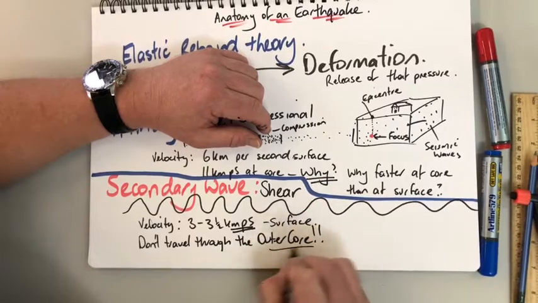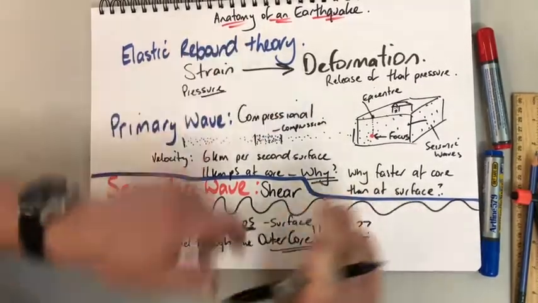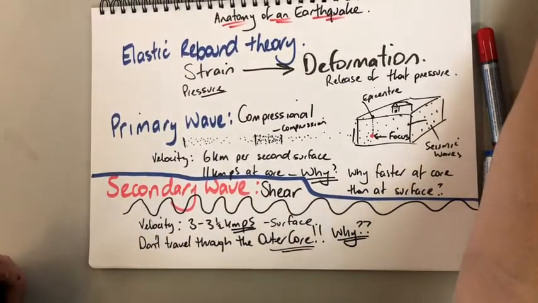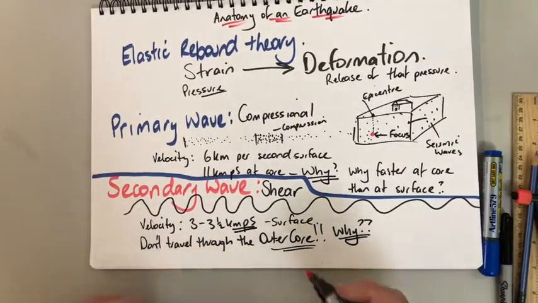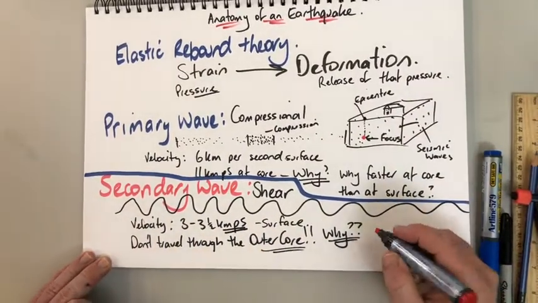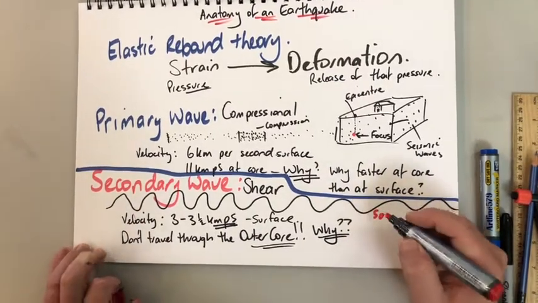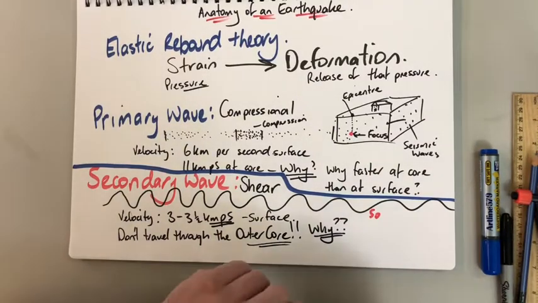They don't travel through the outer core. Why? And I'm sure you all probably know the answer, and you're thinking about the answer right now, and that's great. But I want you also to think, well, how can it measure? So how can it measure or travel through the mantle?